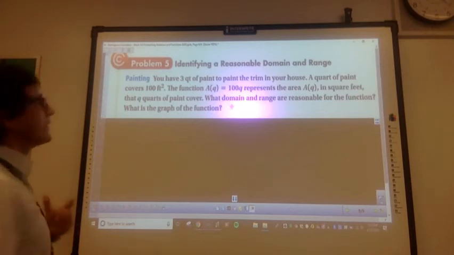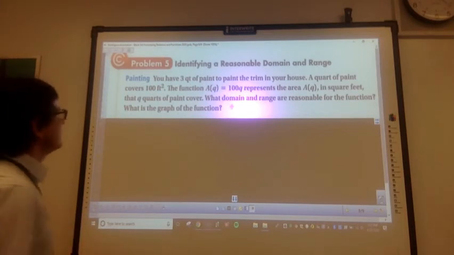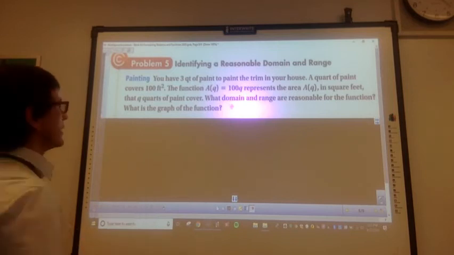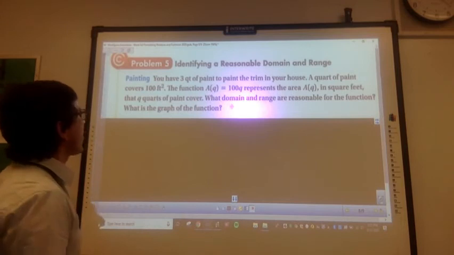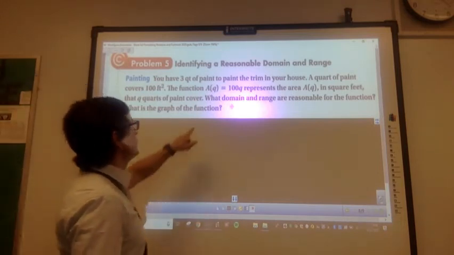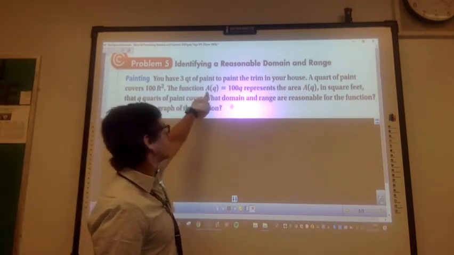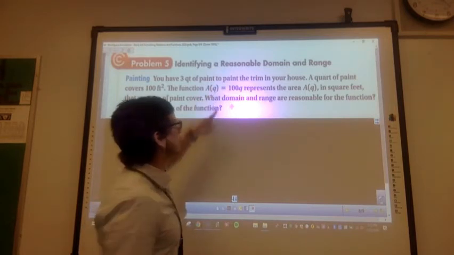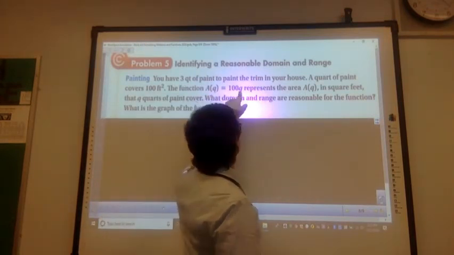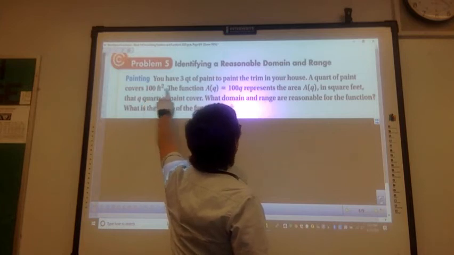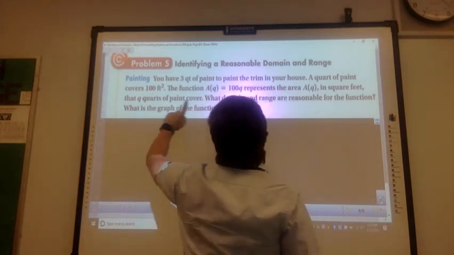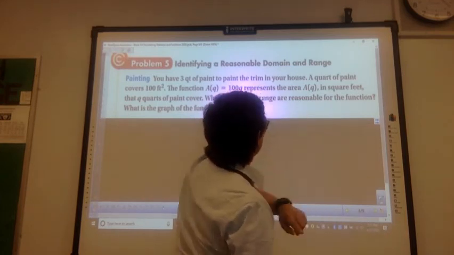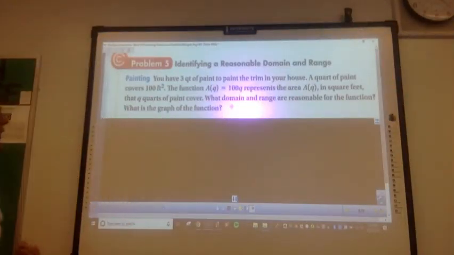A quart of paint covers 100 feet squared. So it covers an area of 100 feet. I know it's area because it is feet squared. A function A of Q. So A represents area, Q represents quarts. 100Q represents 100 feet that each quart paints. What domain and range are reasonable for the function?